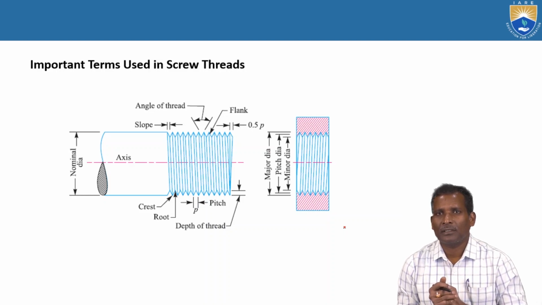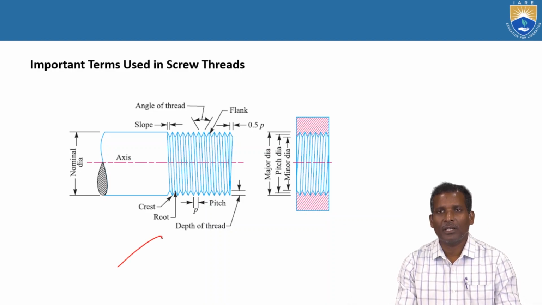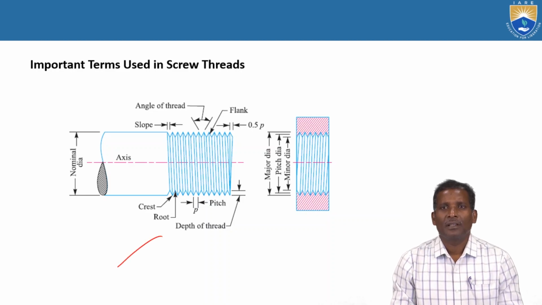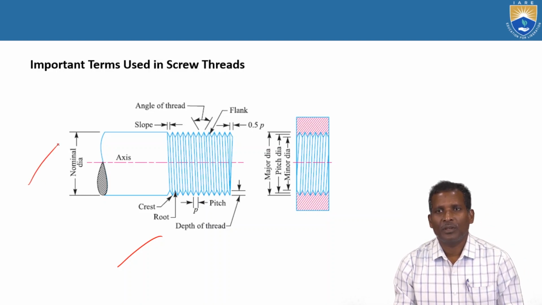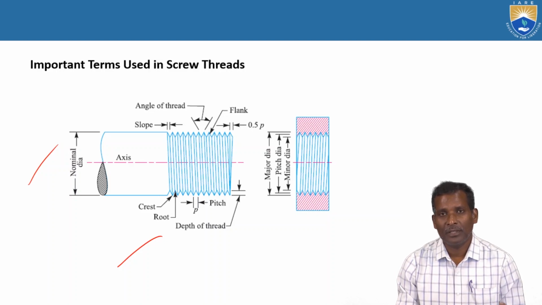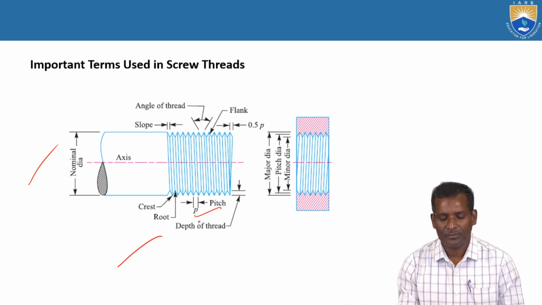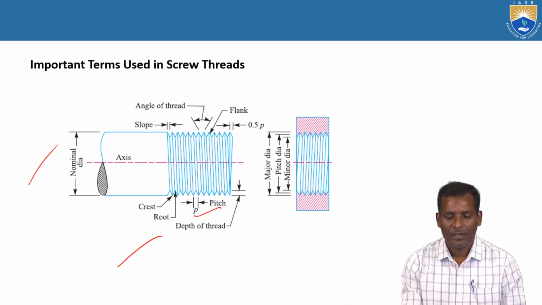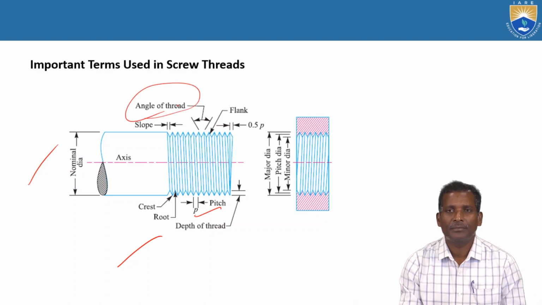So all important terms used in screw threads are shown in this figure, whatever we have discussed. Here the nominal diameter is shown, the outer diameter of the thread portion. And then the pitch, denoted by P. And then slope and angle of thread.